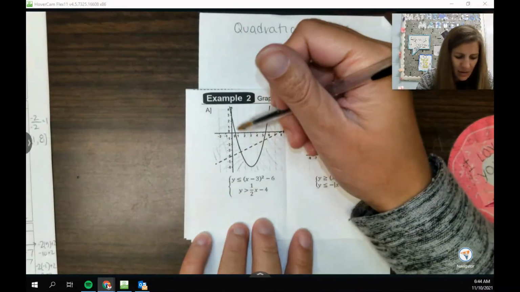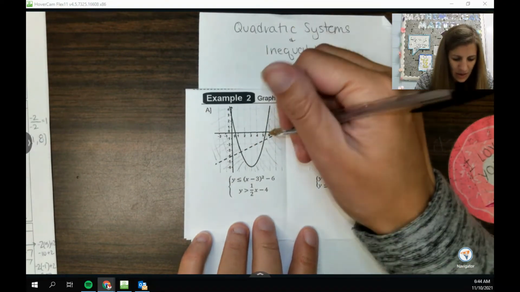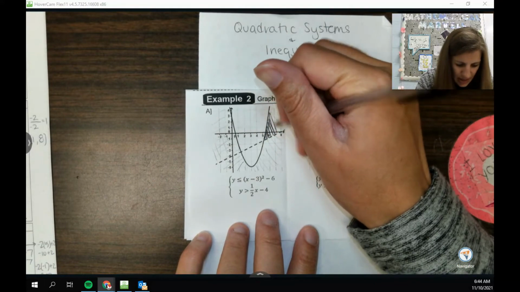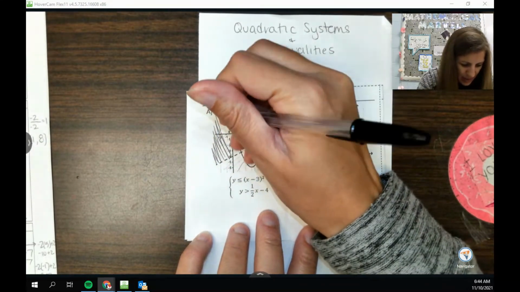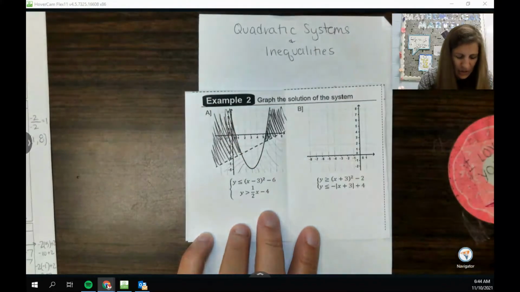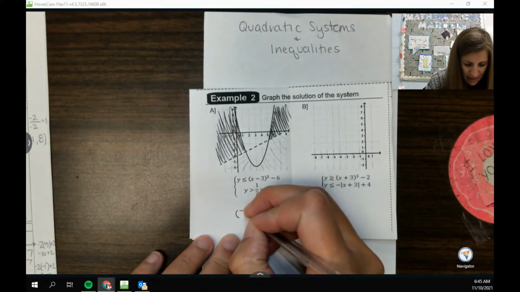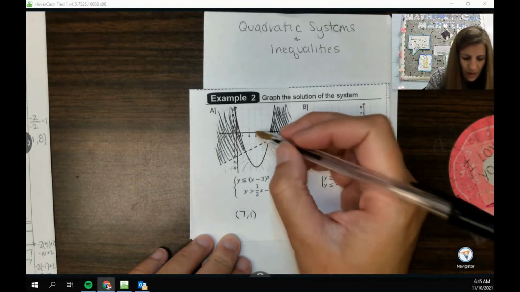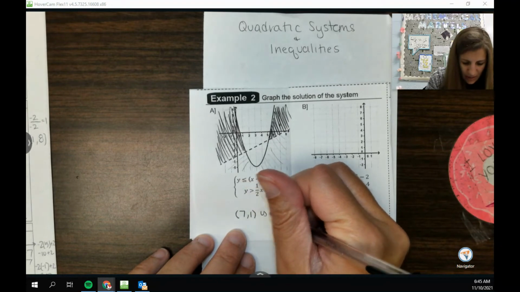Now, I'm not going to go inside the parabola because I already know I can't be in there. So I think it's really just going to be like this little part up here and then this little part over here that we shade. And so then, if I gave you a point like 7, 1, if I go over 7 up 1, that is a solution.